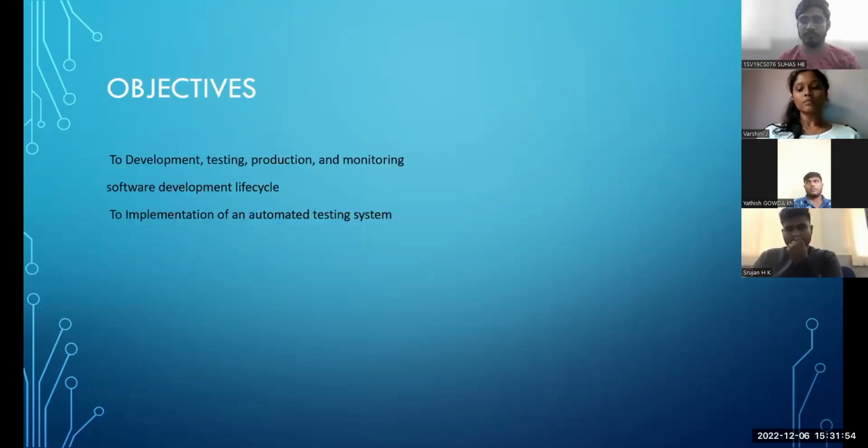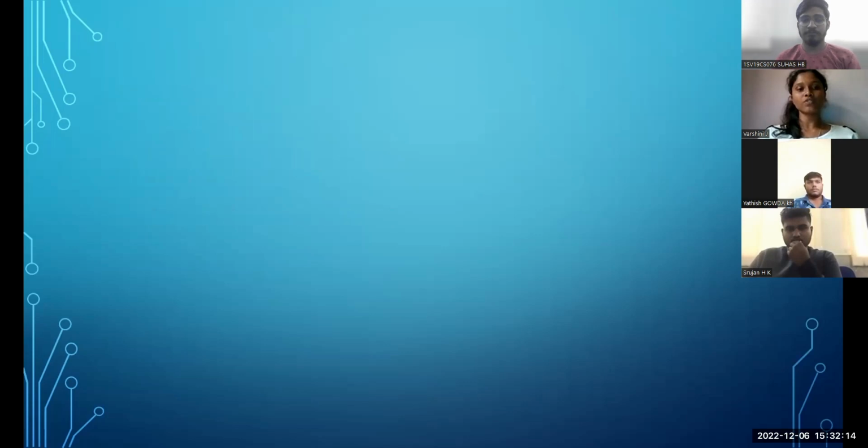The next is objectives. So our objective is development, where the developer plays a very important role in developing, testing, and finally deploying the code. All this process will take place automatically with a tool called Jenkins. Later we will explain the concept of Jenkins.